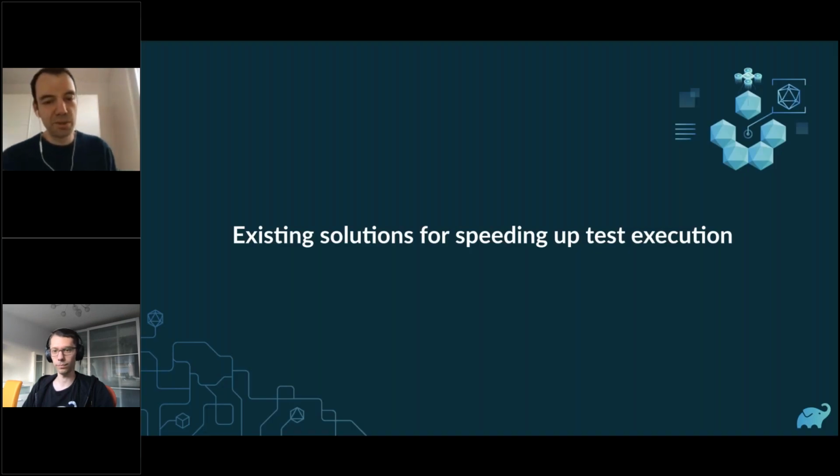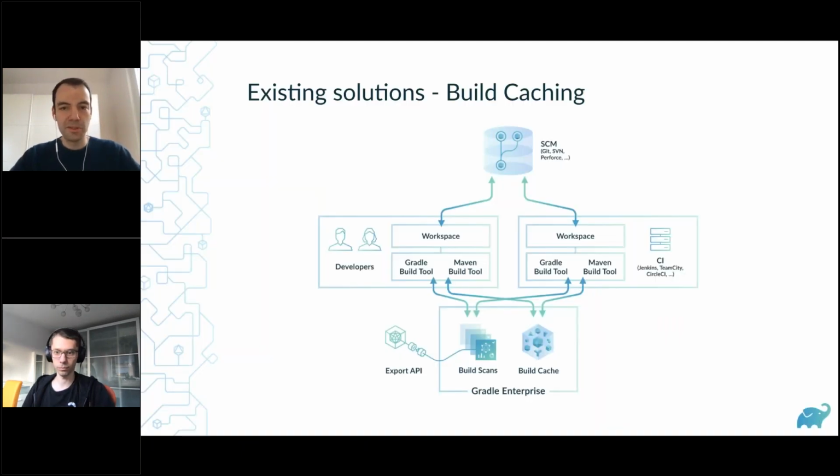Before we do that, we're going to take a look at some existing solutions for speeding up test execution. The first one I briefly mentioned is build caching. Build caching is a feature of Gradle Enterprise. There's a remote cache built into Gradle Enterprise that you can use for Gradle and for Maven builds. Basically, it allows you to cache the execution of a Gradle task or a Maven goal. So if the inputs of the Gradle task or Maven goal haven't changed and it has been run before, you can download the outputs from the cache and you don't have to execute it again. So you save a lot of time.